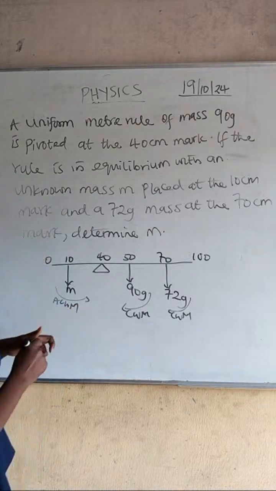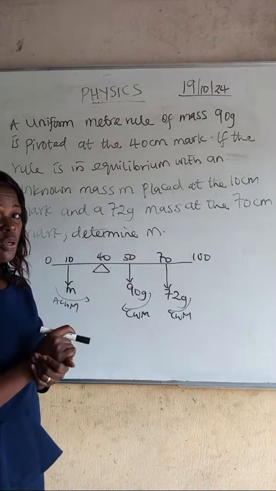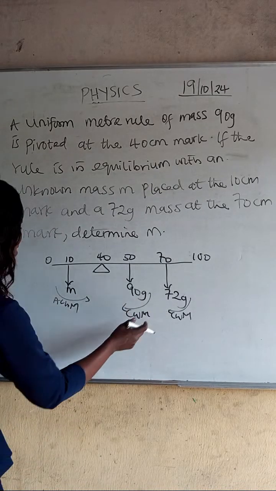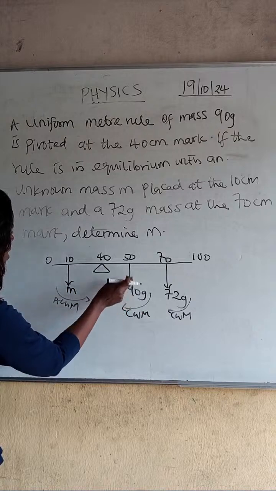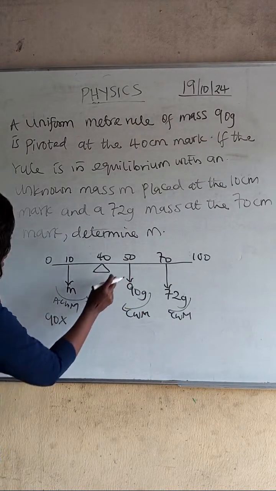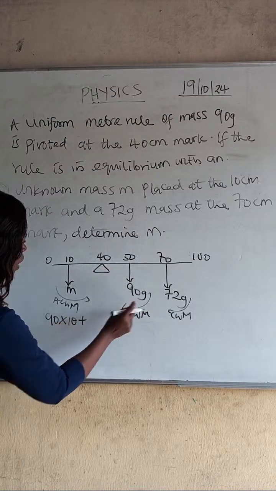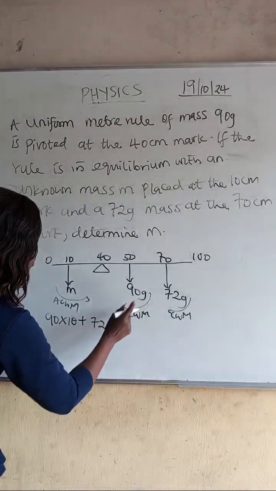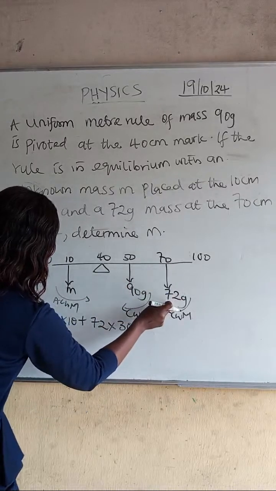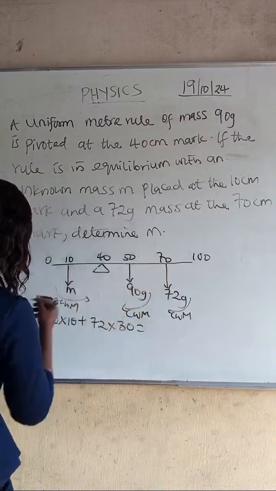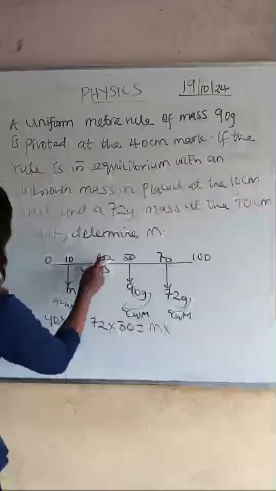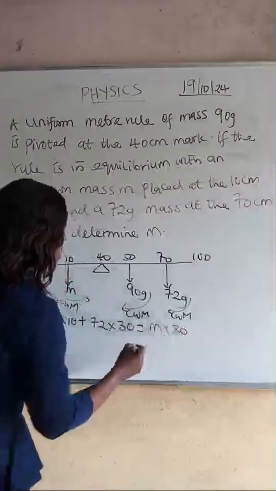This is clockwise moment. Why this is what? Anti-clockwise moment. Okay? I'm going to end this screen very soon because my battery is seriously going down. So what do we say? Clockwise moment equals anti-clockwise. That is 90 times the difference between this and this. So I will say 90 times what? 10 plus 72 times 30. Okay? 72, that is this. And the distance between this and this is 30. Then is equals to m times the difference between this and this, which is what? 30. Okay?